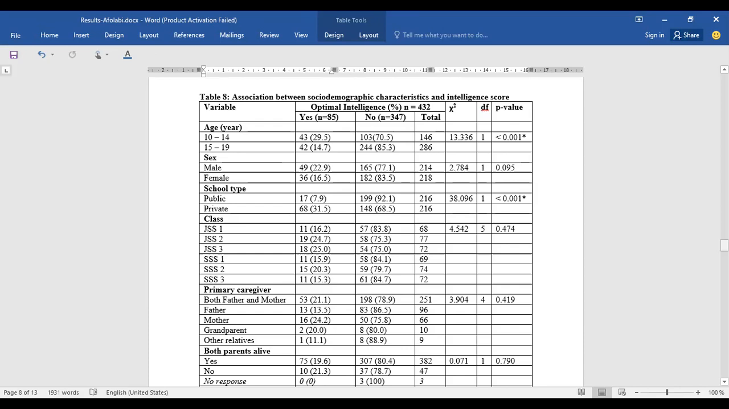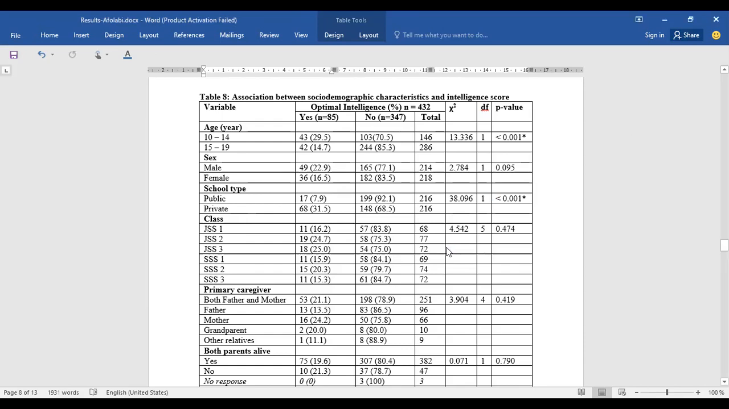So here there's nothing like reference. So you just look at, you see the proportion that have optimal intelligence is higher in private. 31.5% of the private have optimal intelligence, as opposed to only 7.9% of public. So it's obvious that the proportion that have optimal intelligence is higher in private. And that was why during the logistic regression, we now use the public as reference.